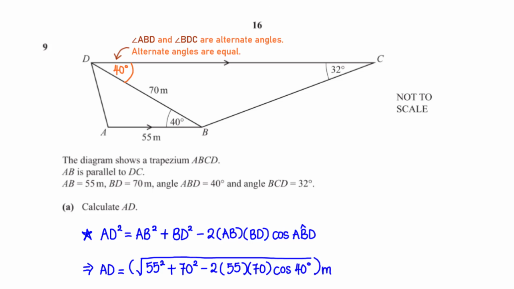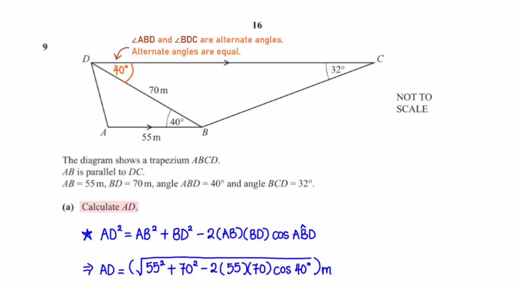The diagram shows a trapezium ABCD. AB is parallel to DC. AB is 55 meters, BD is 70 meters, angle ABD is 40 degrees, and angle BCD is 32 degrees.